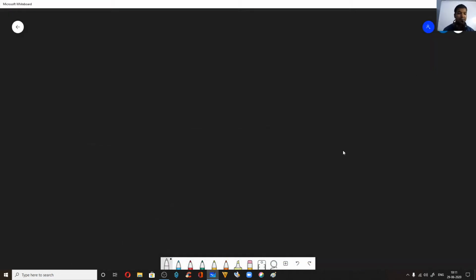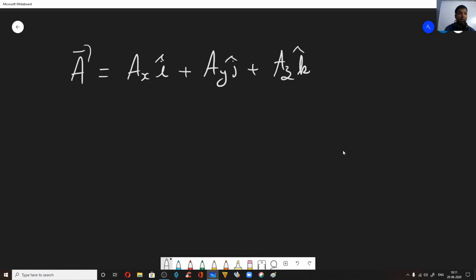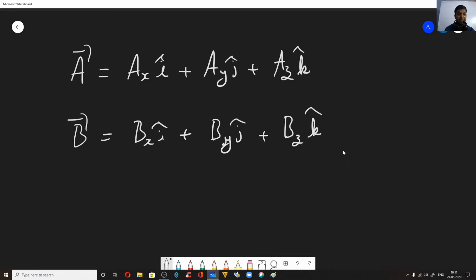Okay, in the previous class we saw how to evaluate the cross product given two vectors. Vector A is given in terms of its rectangular components, you can say Cartesian components: Ax i cap, Ay j cap and Az k cap, let us say. And you have vector B, which is split into three components: Bx i cap plus By j cap plus Bz k cap, right?